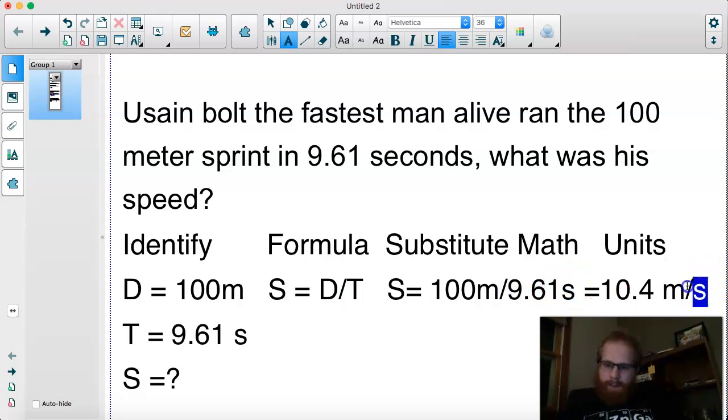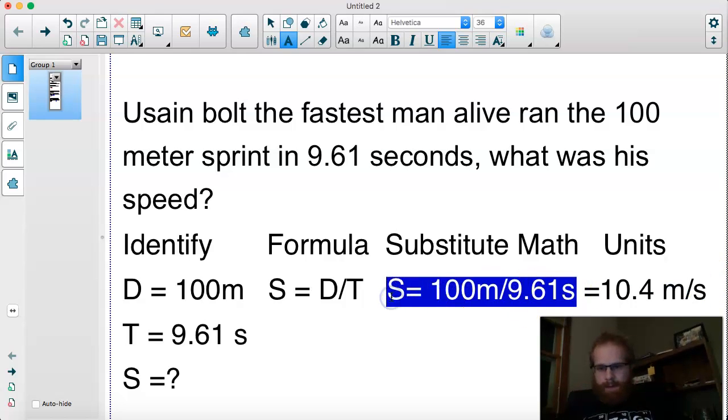So if you made a mistake with the units, check and see if you did that substitute step correctly. Check and see that you included your units when you substituted your numbers over, because that's very important.